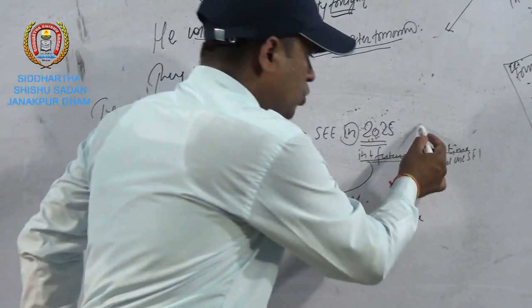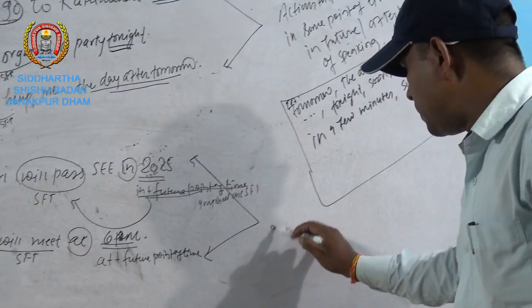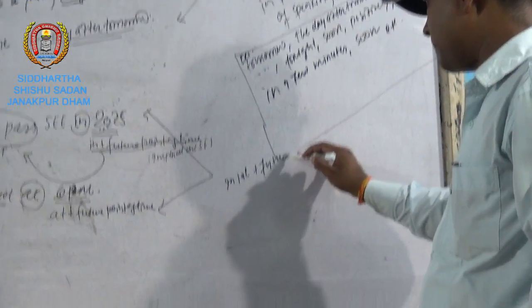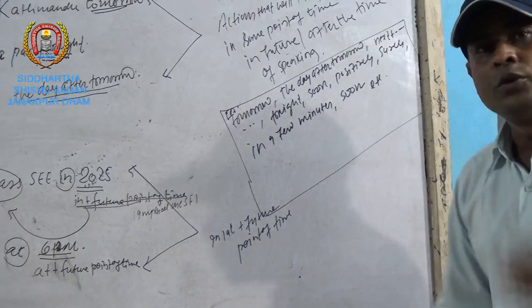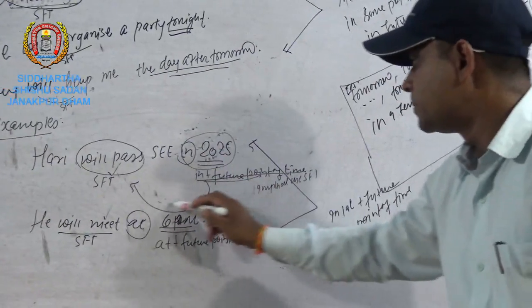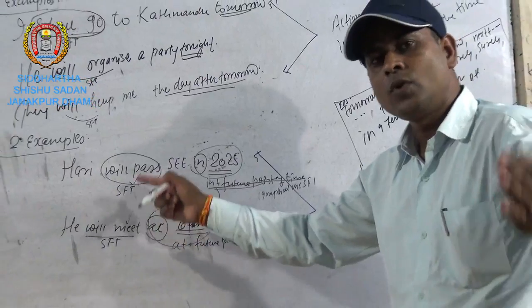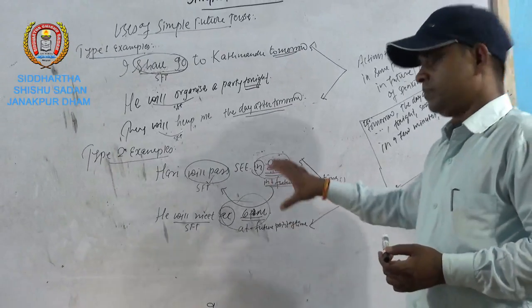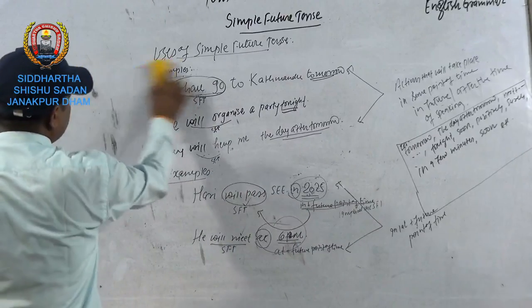So, by seeing these two examples, we can say that if we have in or at plus future point of time, then we use simple future tense. So why simple future here? Because it implies, indicates that there should be simple future. So it is very, very important from the examination point of view, dear students. So kids, note them down. Now let's begin with type 3 examples.